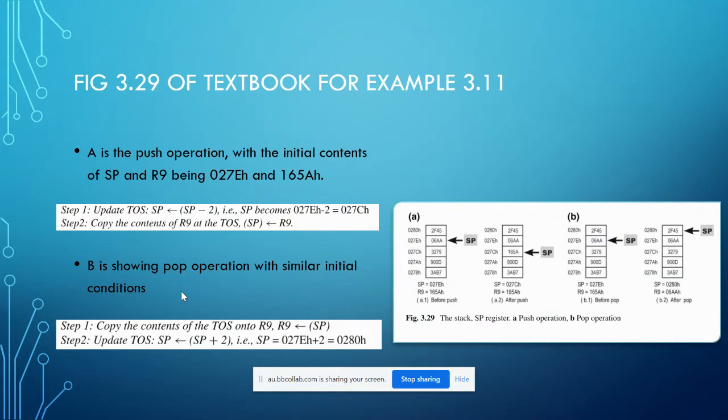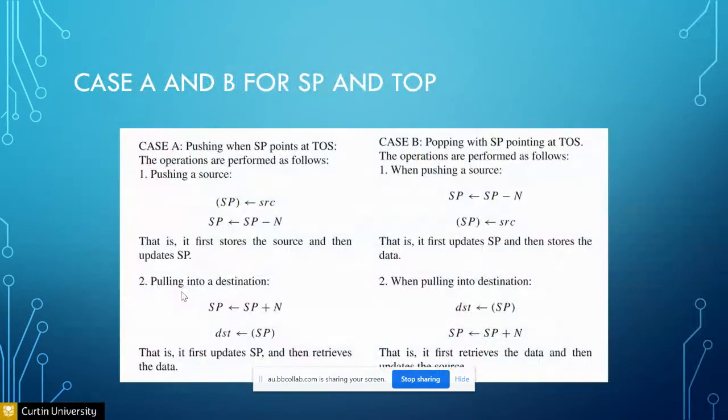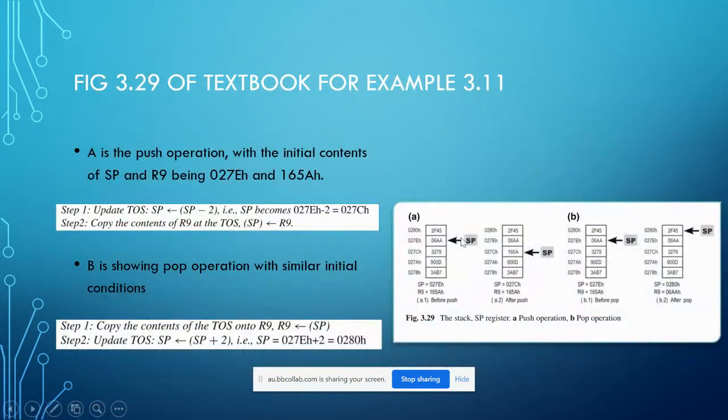So you push this value. The stack pointer is initially 027E, and whatever you want to push is in register 9165. In the case of push, you just remember push: this one will be loaded to the stack pointer. After you load, then the stack pointer will be decreased by 1. So you see again, you load, and then the stack pointer will be decreased by 1.